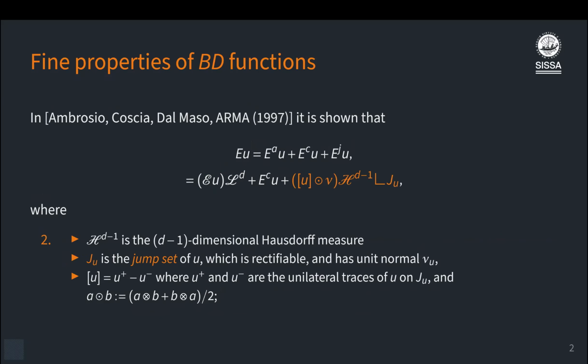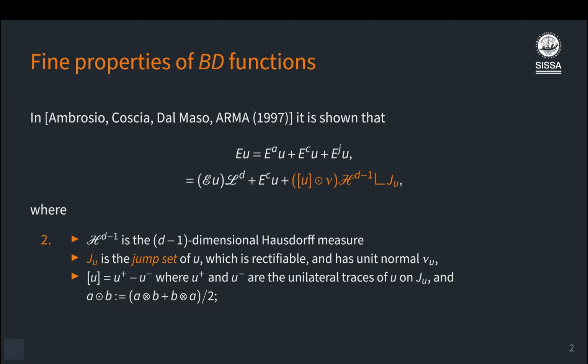And since they also prove that this set is rectifiable, you can also define a unit normal for this set. And then for this part, you have basically the Hausdorff measure restricted to this set. And as an integrand, you instead have this bracket u, which is u plus minus u minus. And then since this has to be a vector, this is telling you in which direction you're jumping.